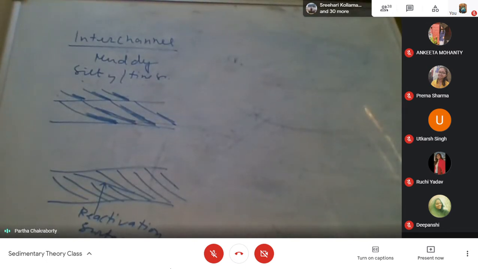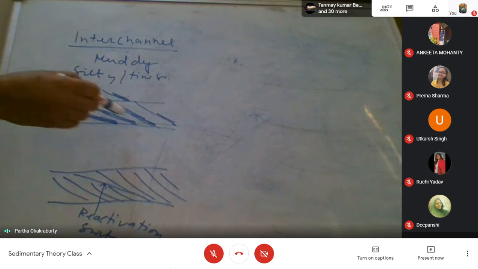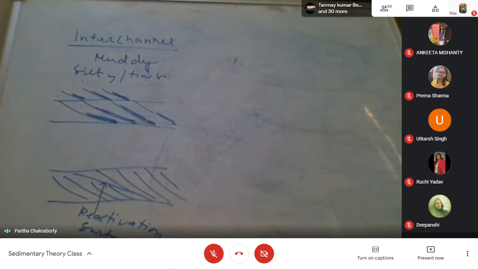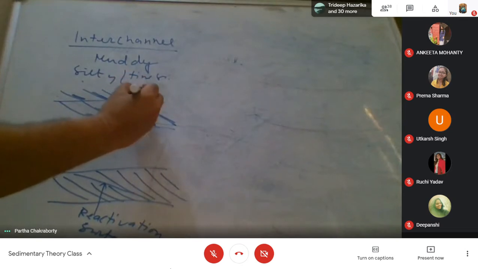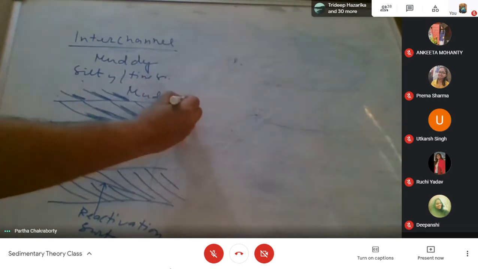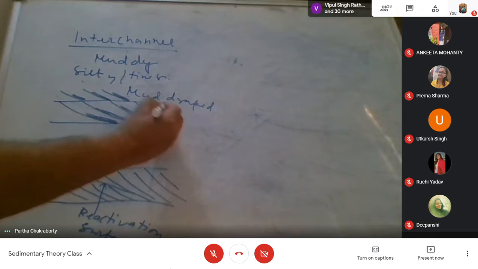Two characters which are very, very characteristic of identifying the tidal action. That is, you can see, the mud draped foreset. That is the mud draped foreset. You call it mud draped foreset.